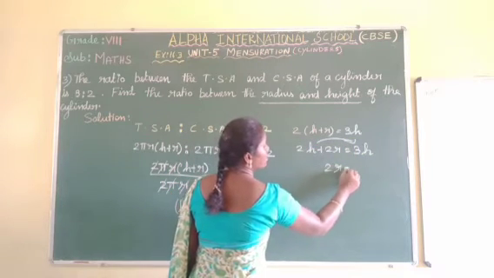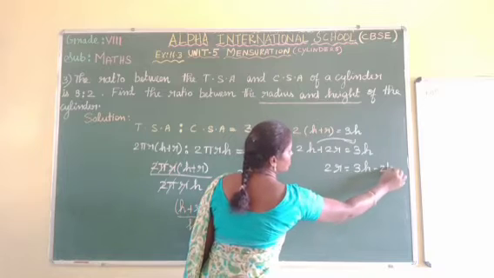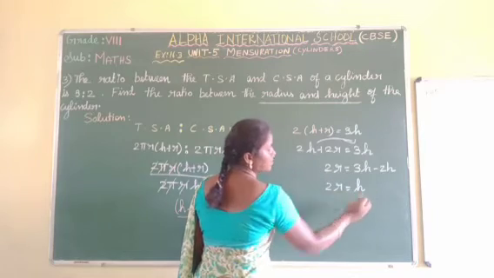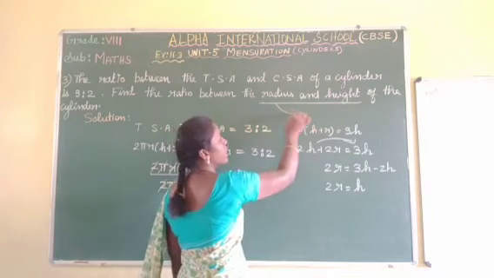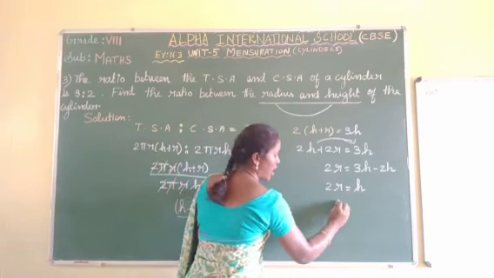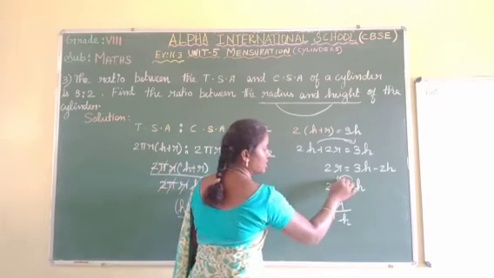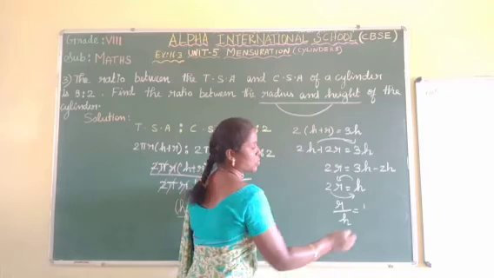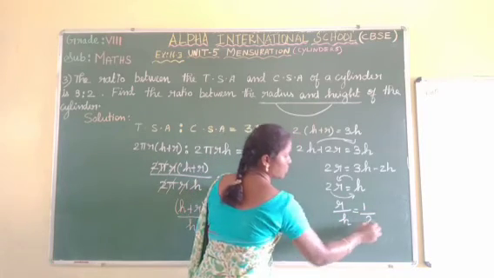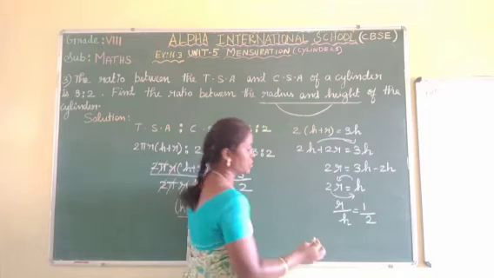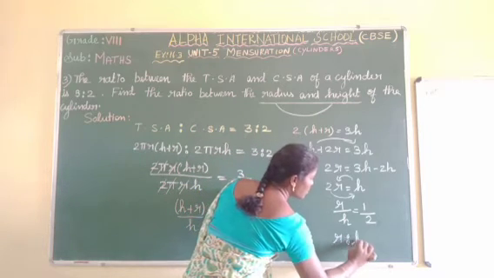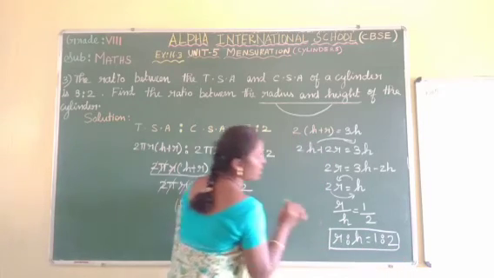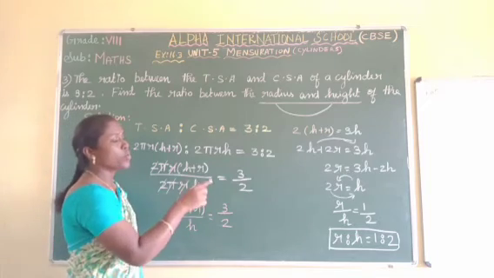So 2r is equal to 3h minus 2h. What is 3 minus 2? It is 1h, so simply h. The ratio is between the radius and height, so r by h. If we change to the ratio, R is to H is equal to 1 is to 2. So finally we got the ratio of the radius and the height of the cylinder as 1 is to 2.